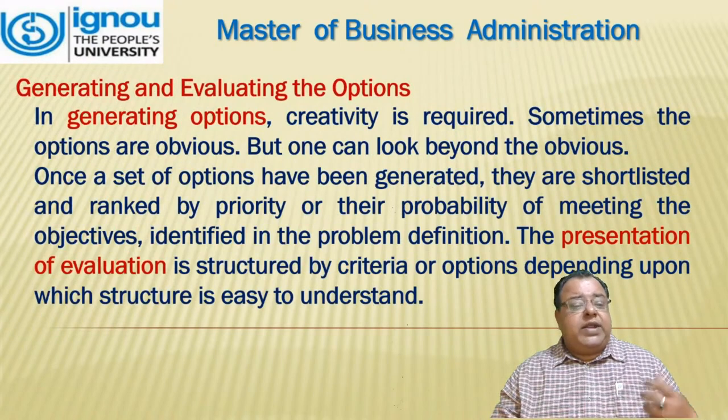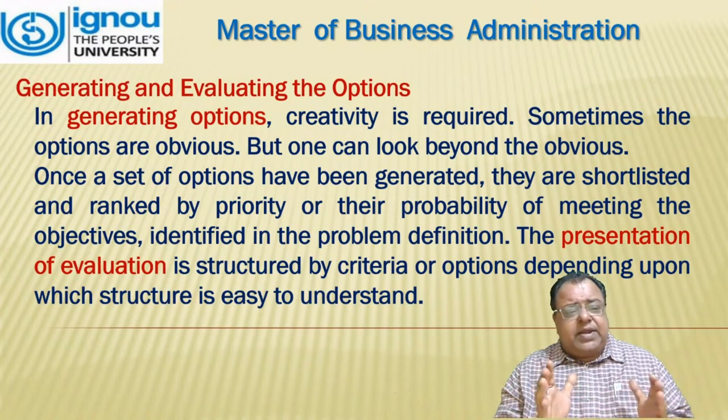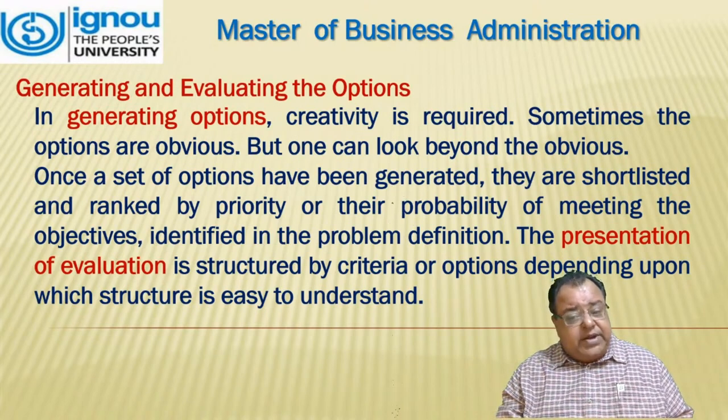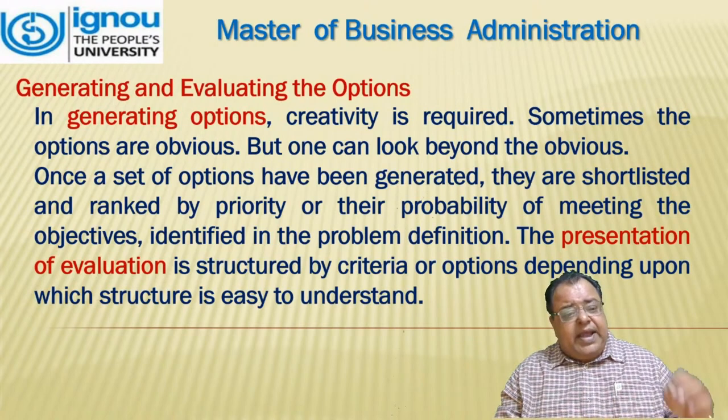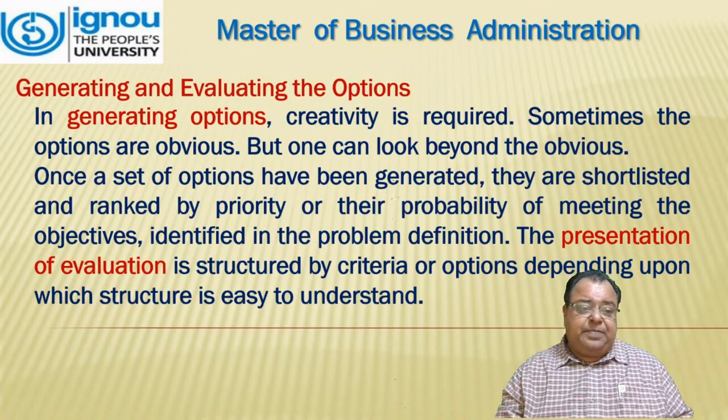Generating and evaluating the options. In generating options, creativity is required. Sometimes the options are obvious, but one can look beyond the obvious. Once a set of options has been generated, they are shortlisted and ranked by priority or their probability of meeting the objectives identified in the problem definition. The presentation of evaluation is structured by criteria or options, depending upon which structure is easy to understand.